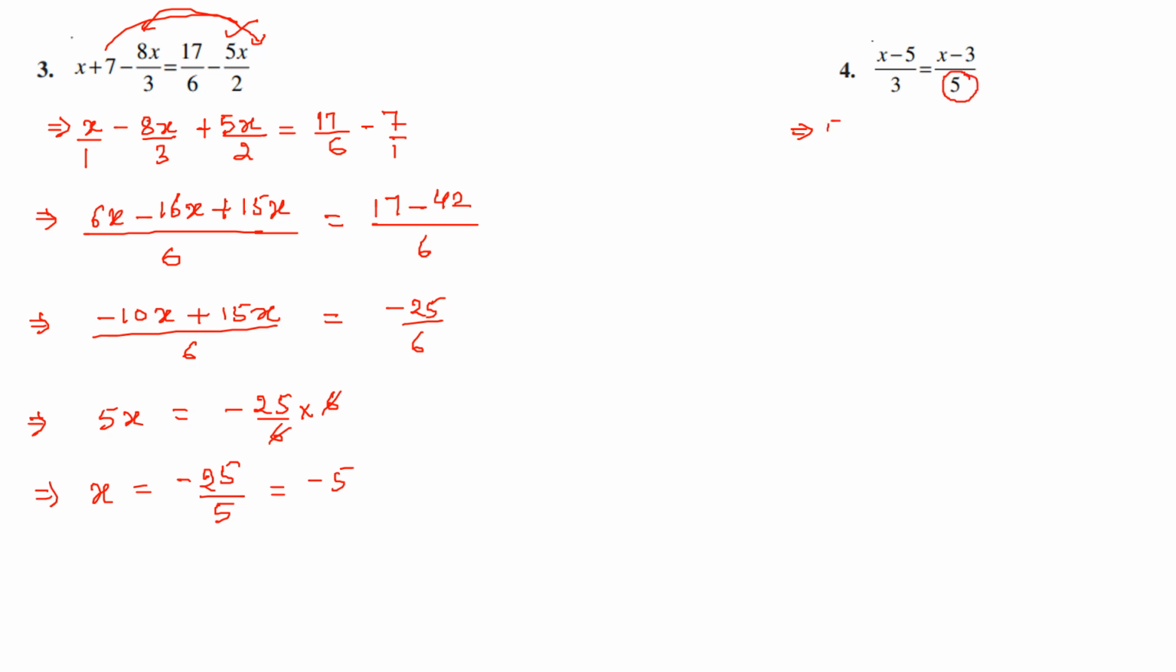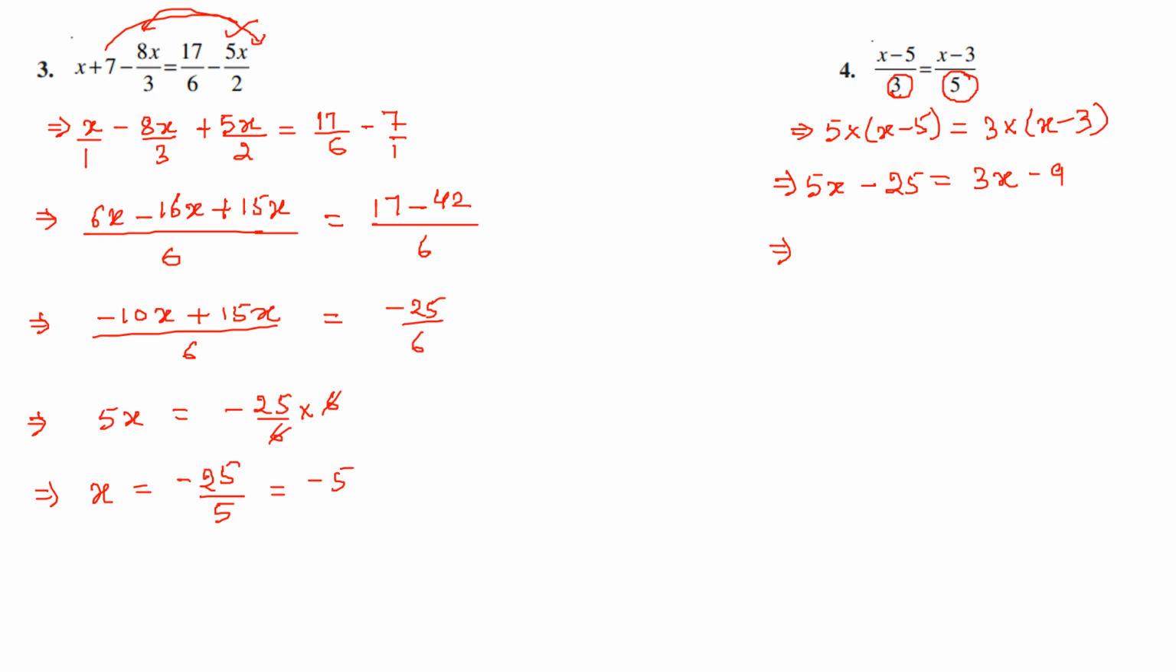So division will change to multiplication, and from LHS this 3 I am transposing to RHS, so again division will change to multiplication. So now it will be 5 into x, 5x, minus 5 into 5, 25. I am using distributive property. Then 3 into x is 3x minus 3 into 3 is 9.